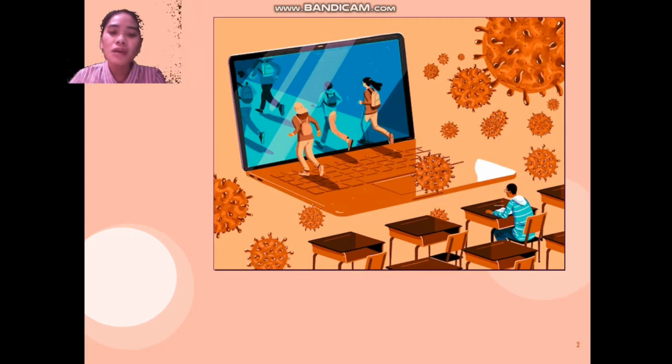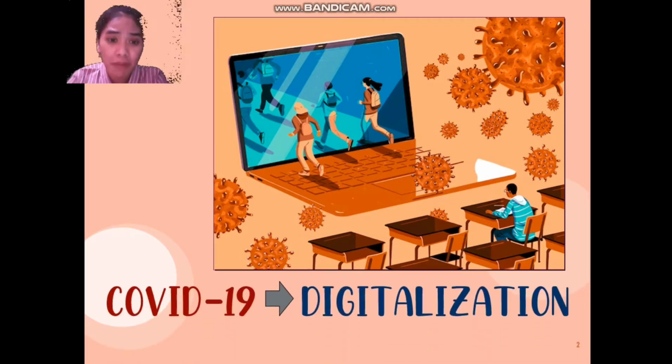Yes, now we are facing the COVID-19 pandemic, and because of it, now we are facing digitalization. I know that digitalization is not a new thing for us because we have lived with our digital tools for the past few years, even before the pandemic. But the pandemic forces us to live with a lot of sudden changes, changes that we have never imagined before, changes that we have never been prepared for before.